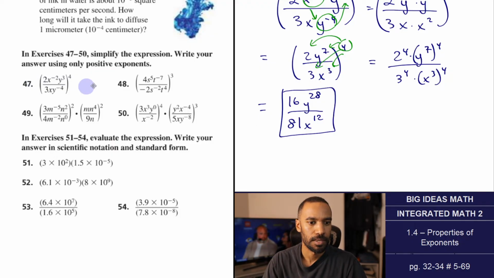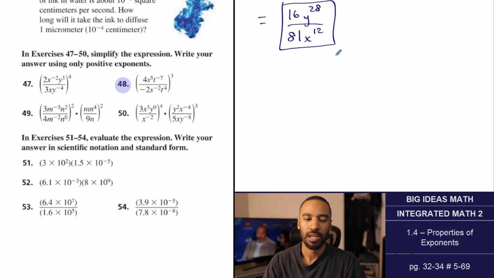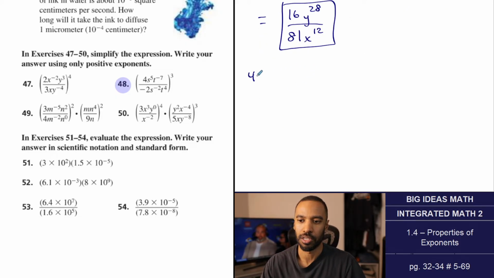Okay. Number 48. And all these are pretty much the same as what I talked about: let's simplify what's inside first as long as we are able to. So inside I have 4s to the 5th. Thank you for using s's and 5s right next to each other. I very much appreciate that. Ultimate sarcasm, you know this.